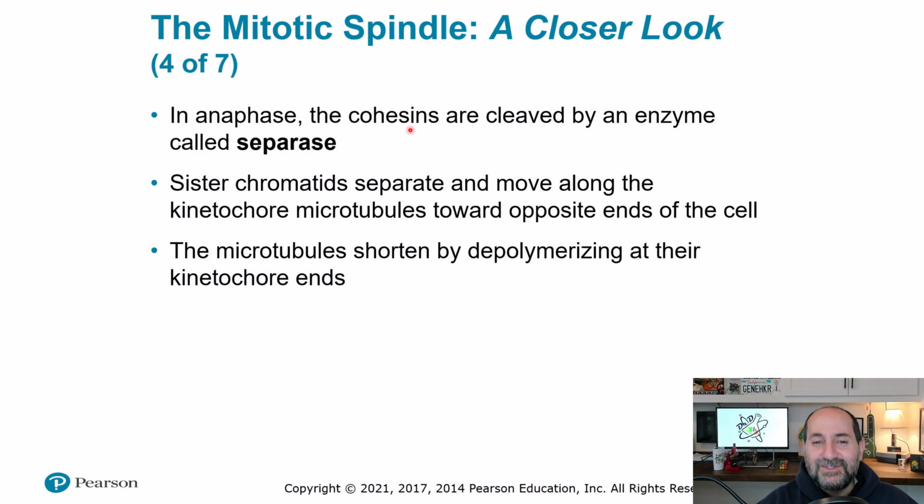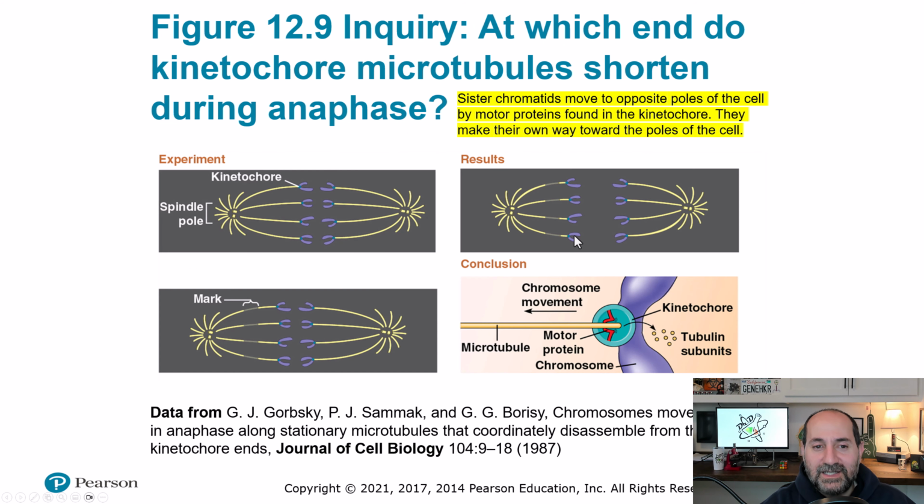Here's more terminology for you. Remember during anaphase, I said that the cohesin proteins let go and the sister chromatids move to opposite ends of the cell? Well, this is thanks to an enzyme called separase. Separase cleaves the cohesin proteins, releasing the sisters from one another. Those sisters then separate and move to opposite ends of the cell. Now, you might be wondering, how do the sisters separate and move to opposite poles of the cell? Well, you're in for a treat because they've actually determined this, and it's really interesting how it works.